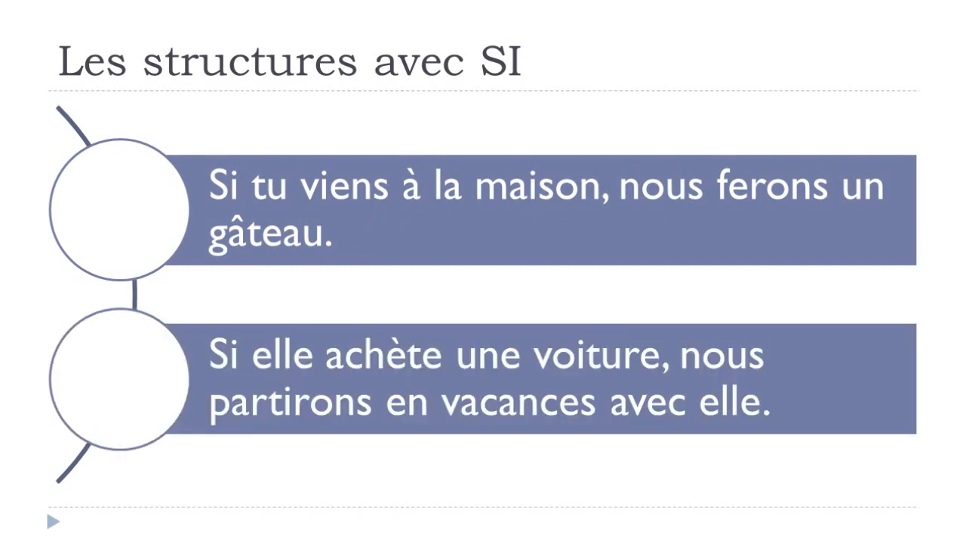Second example, si elle achète une voiture, acheter is to buy, une voiture, a car, nous partirons en vacances avec elle. Partir, here, okay, to leave, and then you've got the future form. We will leave en vacances, on the holidays, avec elle, with her. Okay, so you can see that in that case, you've got first here the present form, and it's followed by the future form. Okay, so this is quite easy to make. Remember, si plus présent, then the future.